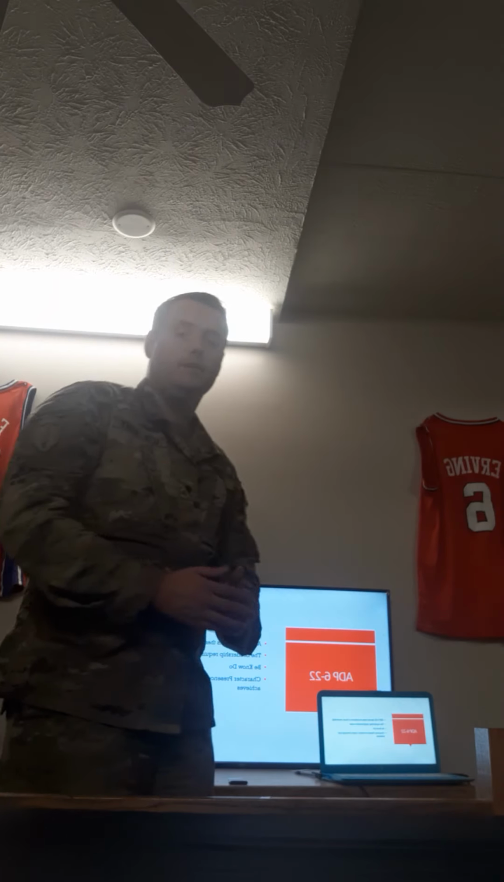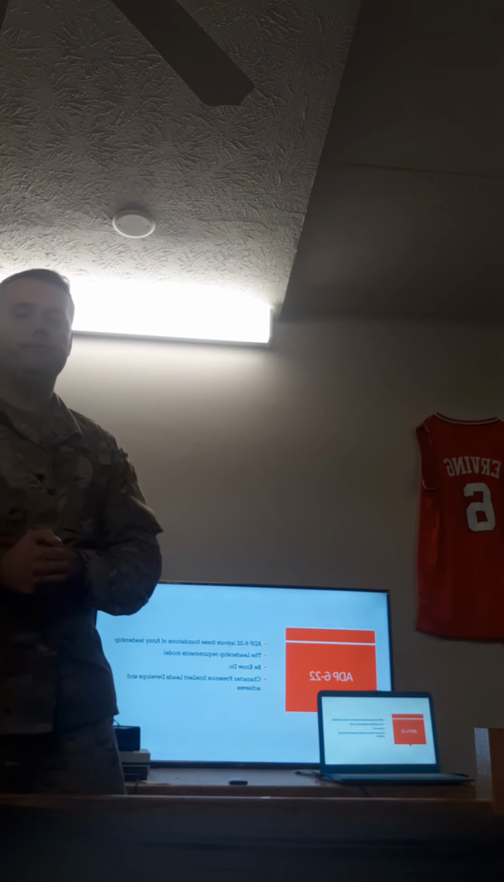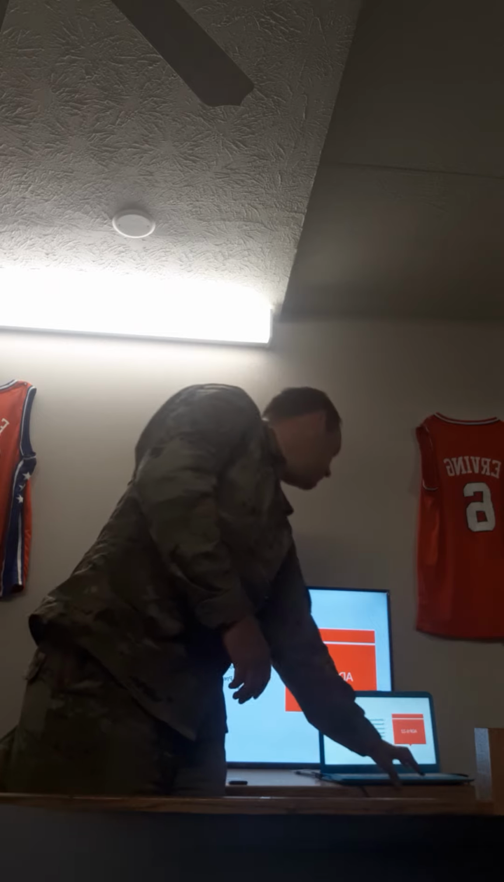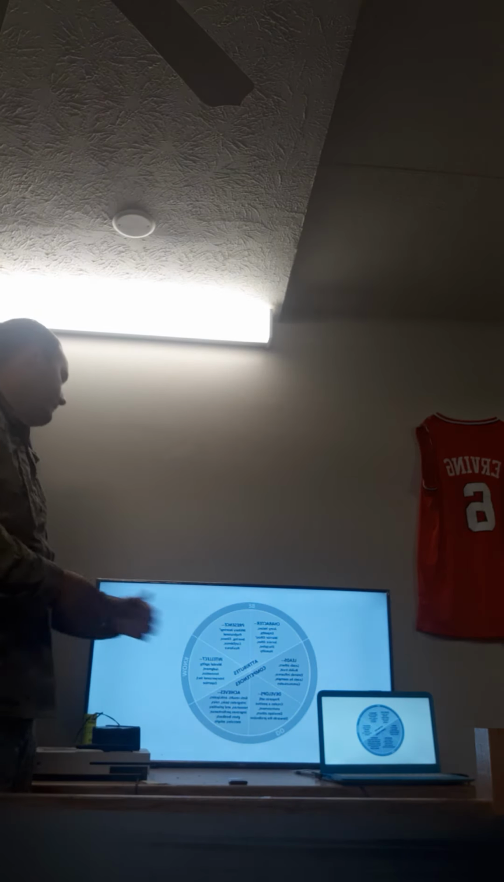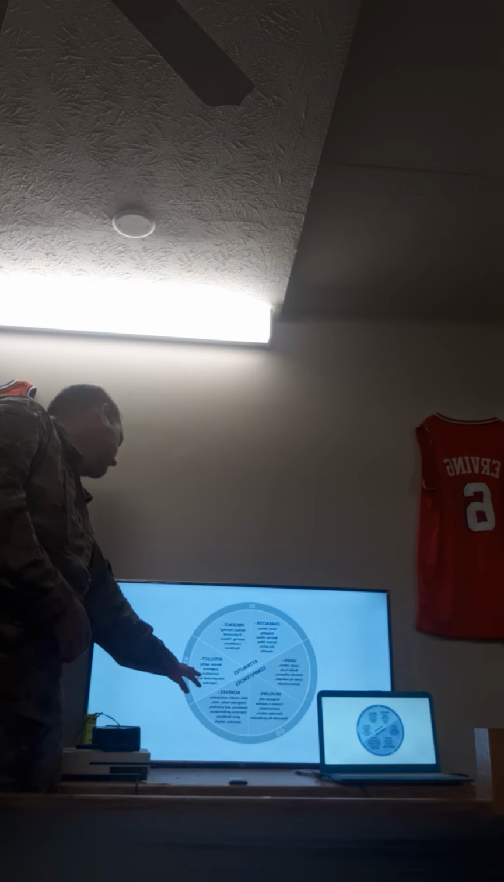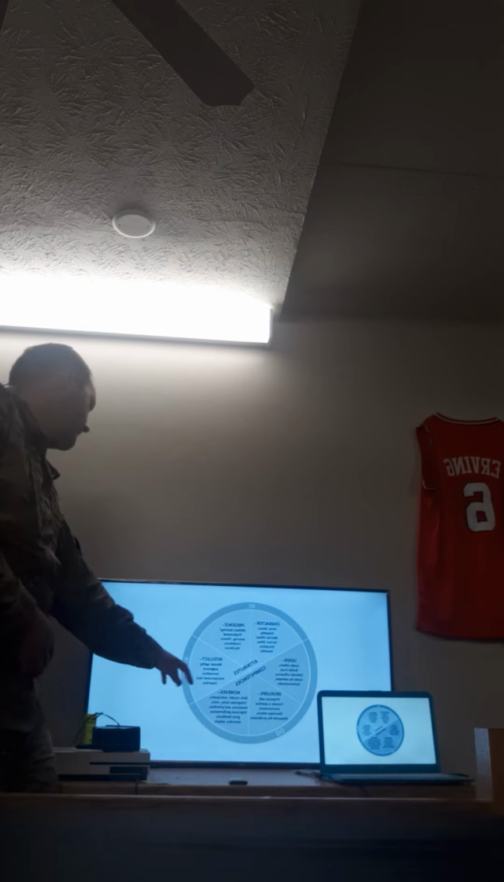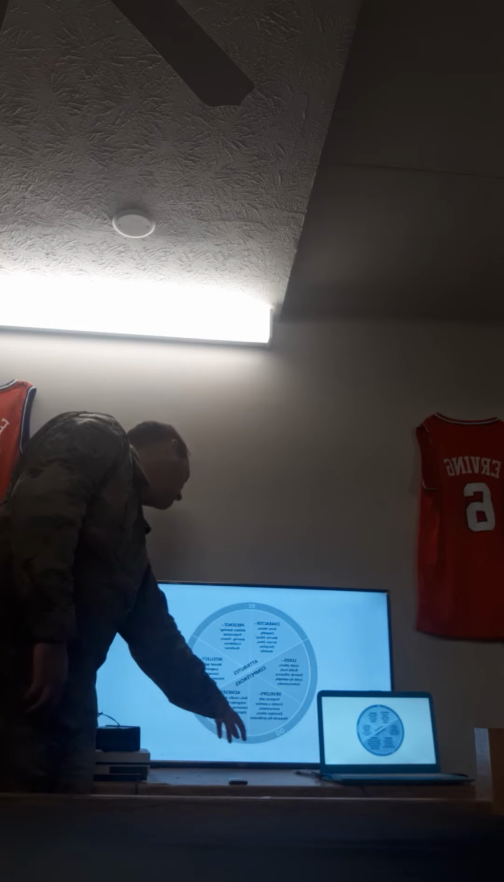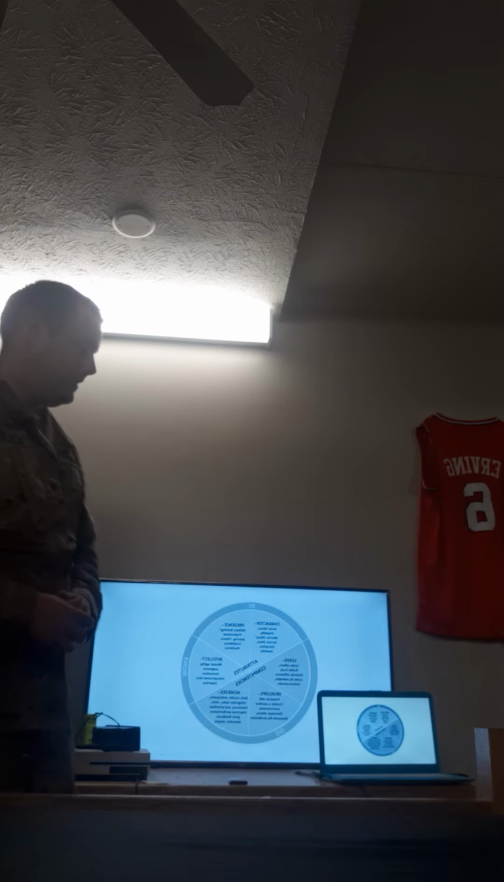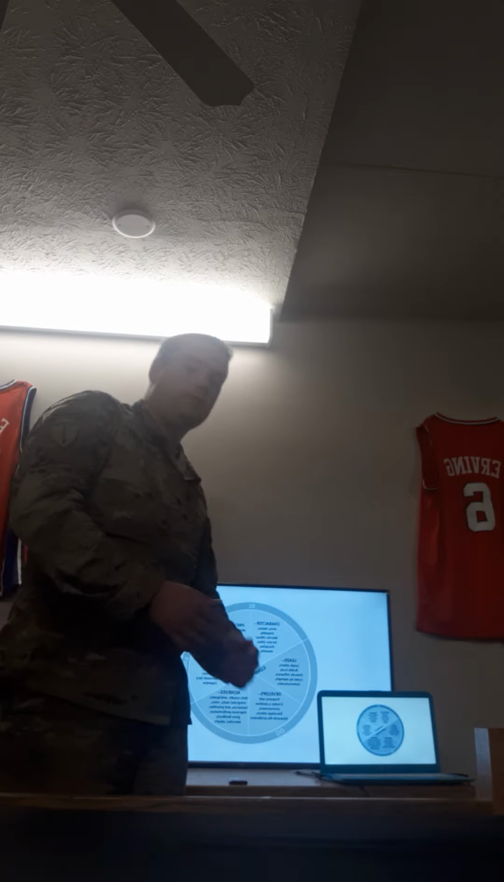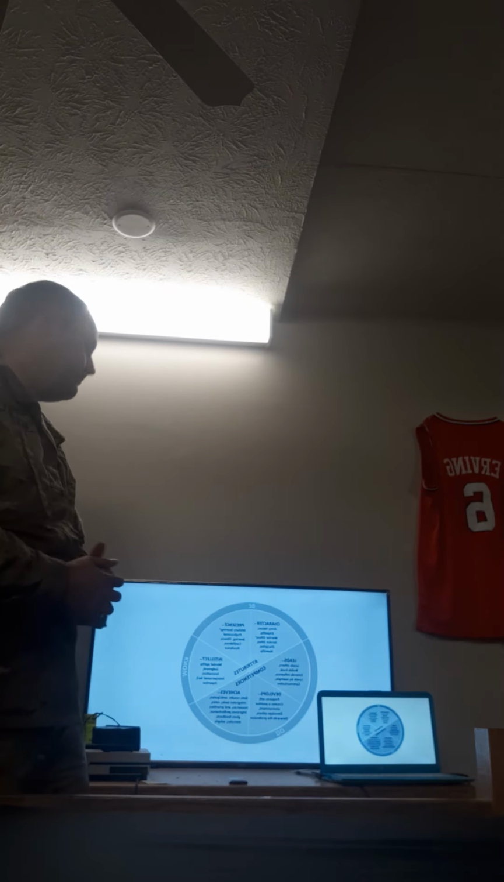We are going to break down the LRM further. So here is the LRM. Here we have character and presence right under be, and then intellect. Here's know, and then leads, develops, and achieves down here at the bottom with do. We are going to break down even these attributes and competencies further.